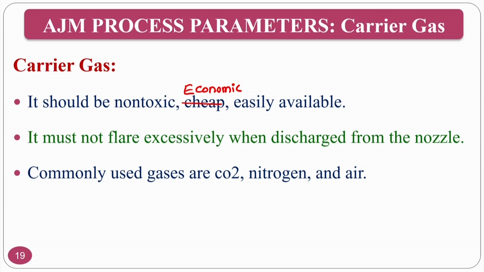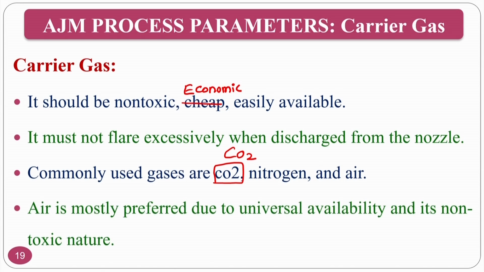And commonly used gases are CO2, nitrogen, air and other things. Air is the commonly available one. So air is mostly preferred due to universal availability and its non-toxic nature, because we are breathing it in. So air is non-toxic, and at the same time it is economic.